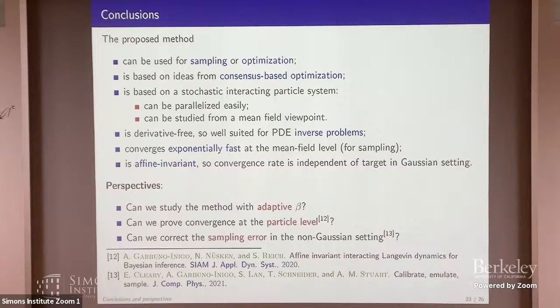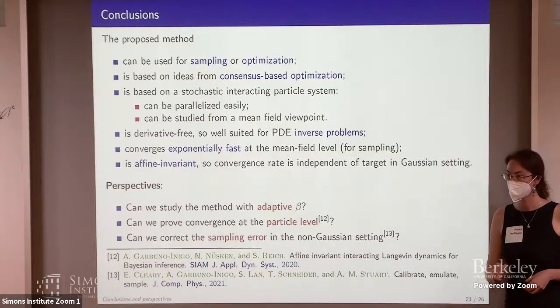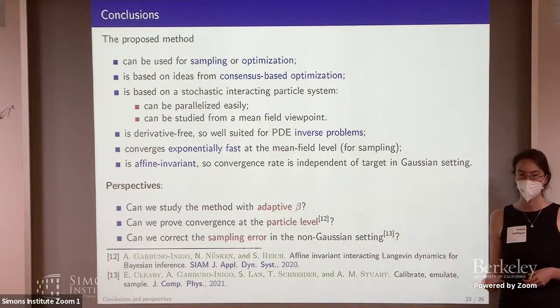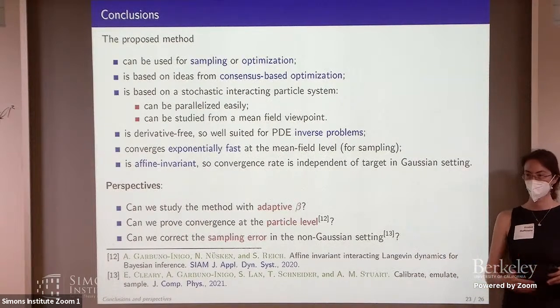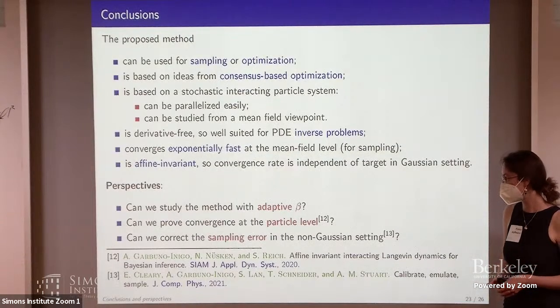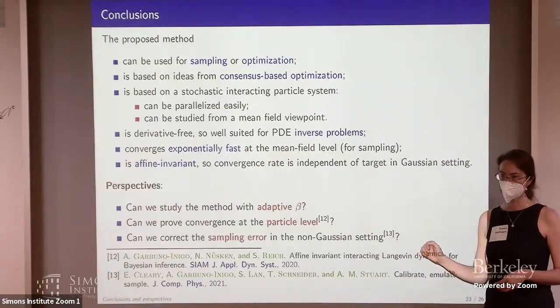There are many open questions in this general area, of course, but I just listed a couple here for this specific problem. One is the question of adaptive beta, if we can say anything about that. Then proving convergence on the particle level, and also the approximations between the particle level and the mean field equations. And then if you can do anything about the sampling error.